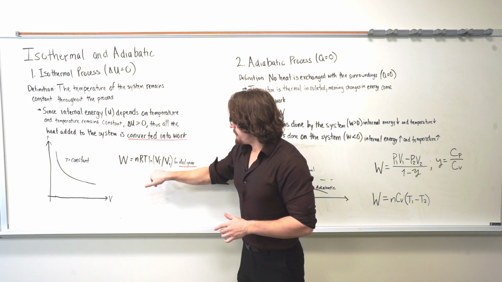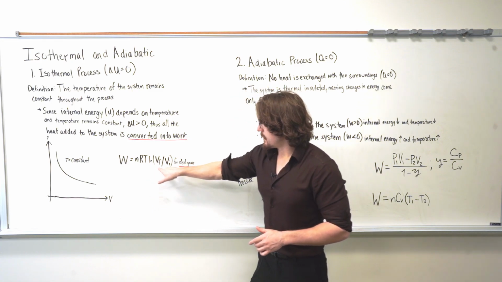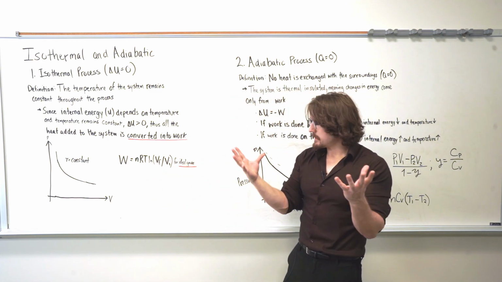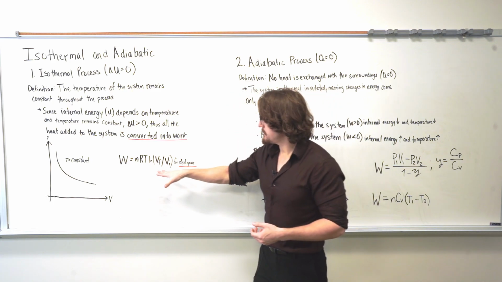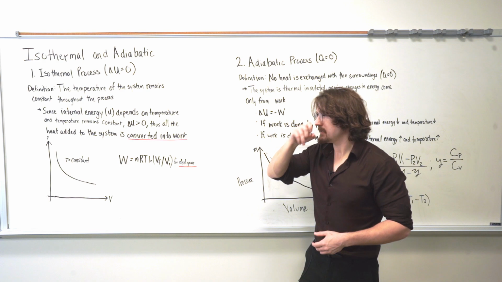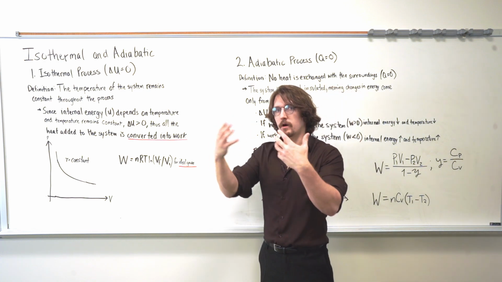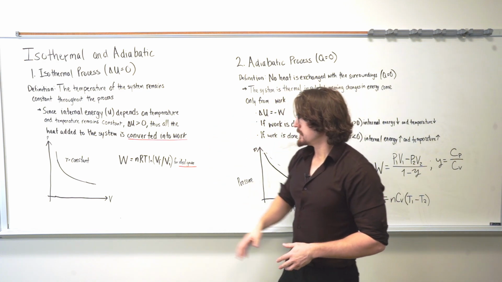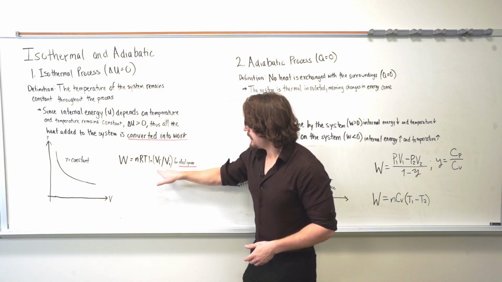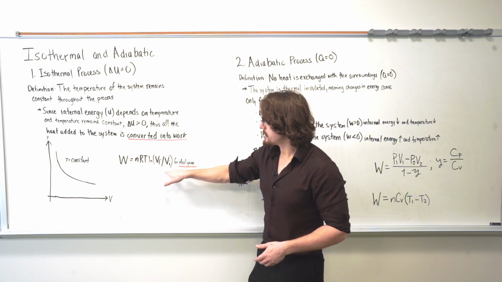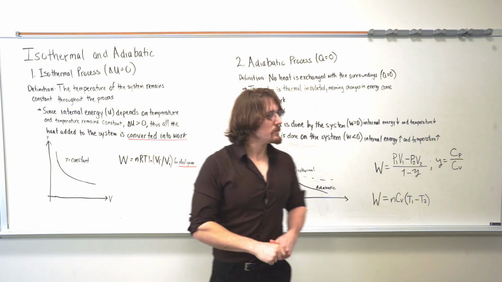Conversely, if VF is greater than VI, so the system of gas is expanding, then the natural log of that fraction that's greater than 1 is going to be positive. And so work done is positive. That means that as the gas expands, it's doing work on its surroundings. So that's how you would determine the work done if you know the final volume and the initial volume for this ideal gas under isothermal conditions.